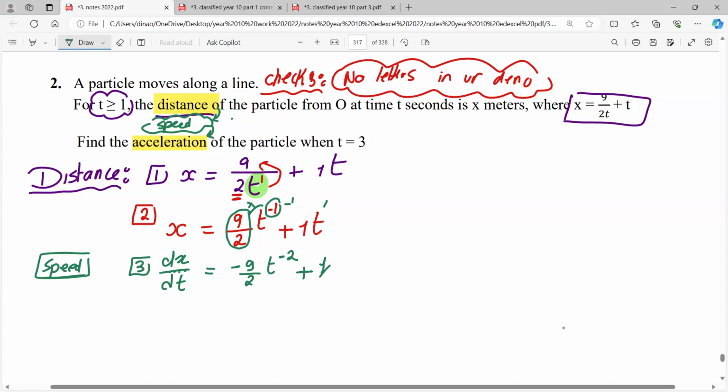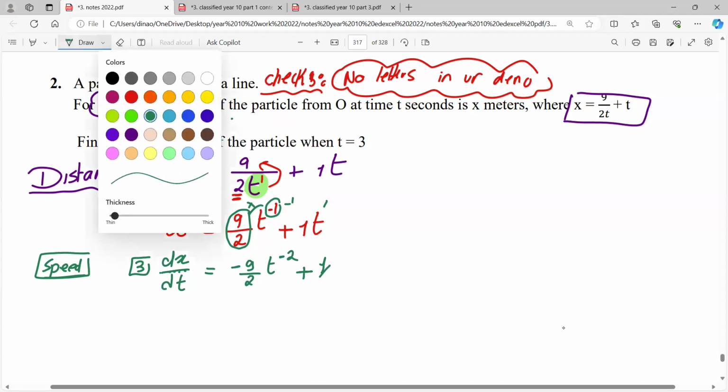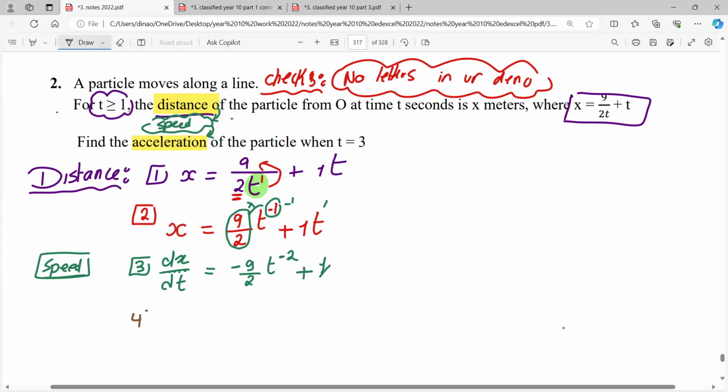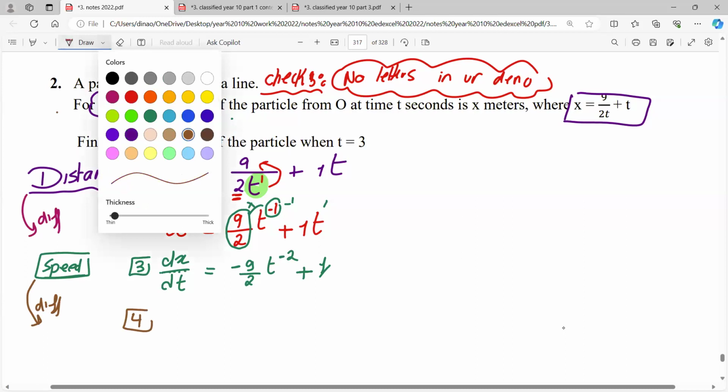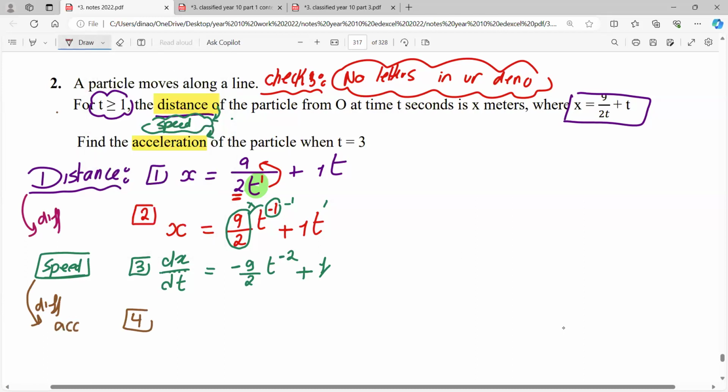So the purple is distance. The green is speed. But the question says find acceleration. So what do I do next? I have to differentiate the speed in order to get the acceleration. So differentiate distance, you get speed, differentiate speed, you get acceleration. What are we going to write here? Just write acceleration, no need to stress about what to write. Miss, should we write dA by dA?